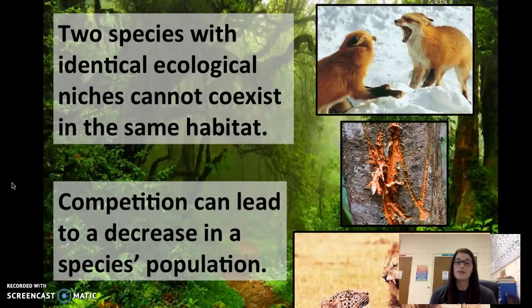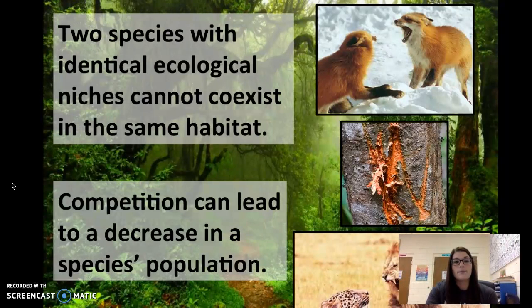Competition can lead to a decrease in a species population. If we are competing over the same food, somebody's going to get the food and somebody's going to starve. If we're competing over the same mate, somebody's going to get the girl, somebody's not. So the organism that does get its mate is going to continue its genetic line, it's going to have babies, and they're going to be fine. The other organism either needs to move on or it's going to die. It's not going to have a mate and it won't have babies, and that'll be the end of that.